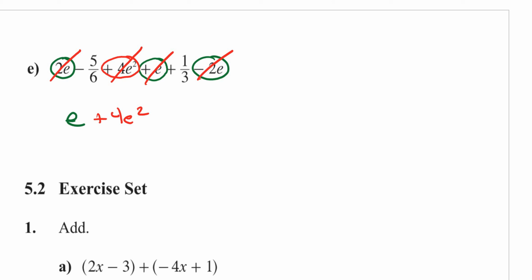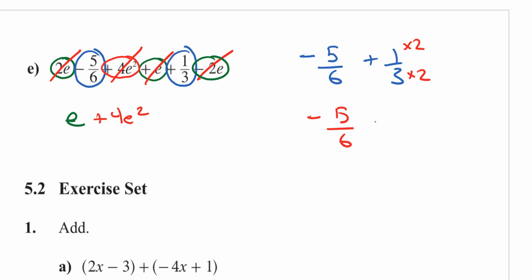And then finally, I need to combine the -5 over 6 and the 1/3. So let's do that on the side over here. -5 over 6 plus 1/3. You can times the top and bottom here by 2. So now you have -5 over 6 plus 2 over 6, which equals -3 over 6, which is equal to -1/2. So I'm going to put -1/2 here at the very end.